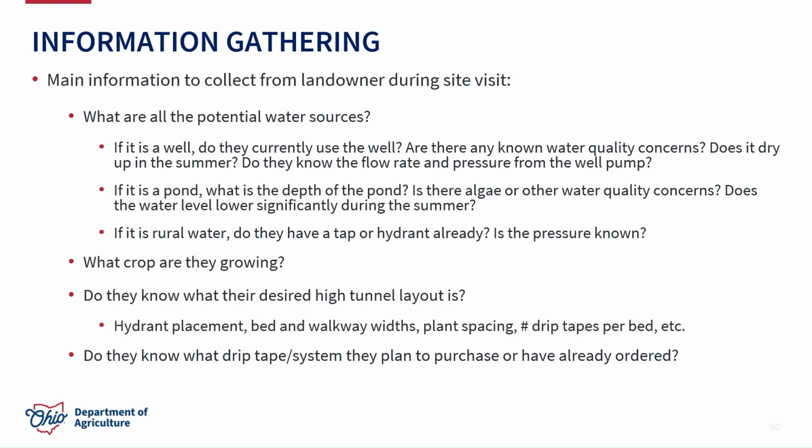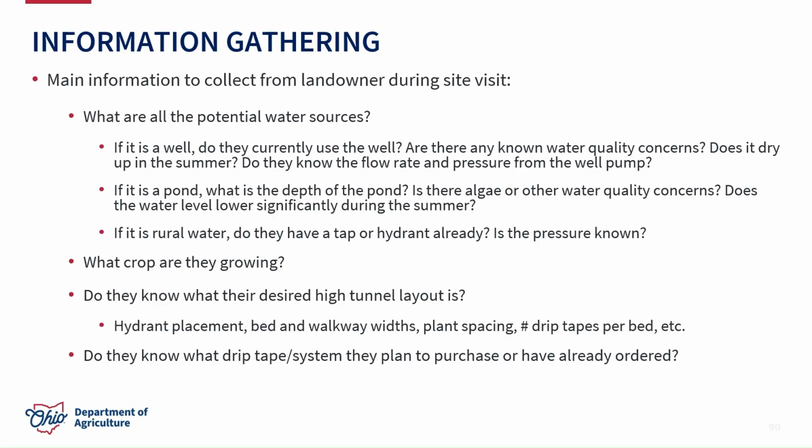Next, you'll need to know what crop they're growing. Are there going to be multiple types of crops? Are they going to be doing some sort of rotation, etc.? You want to know this so that you can make sure that we're designing the system to meet the maximum needs of any plant that they're going to have in the high tunnel.